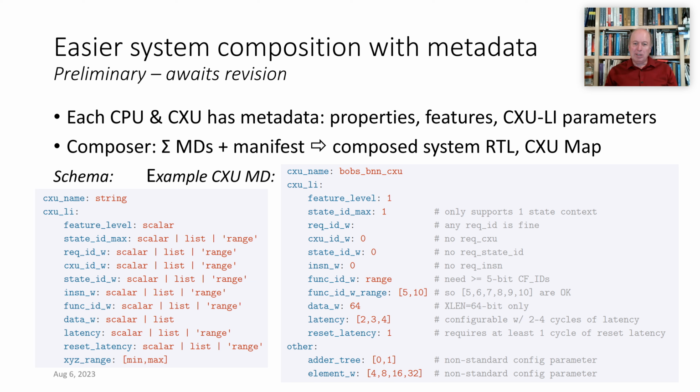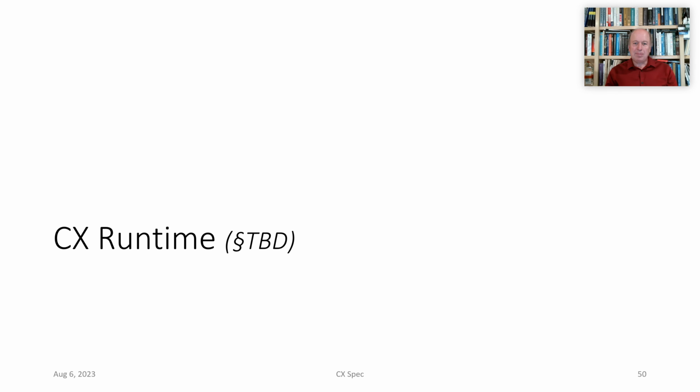The spec currently uses YAML for a CXU metadata schema and to describe CXU parameters, constraints, and properties, such as feature levels and numbers of state contexts. Even though the composable extension runtime library is an essential part of the composable extension hardware-software stack, it's yet to be fully specified nor implemented.